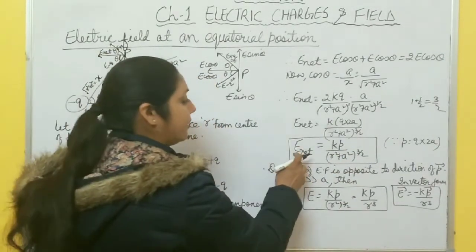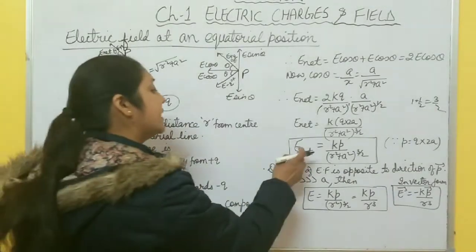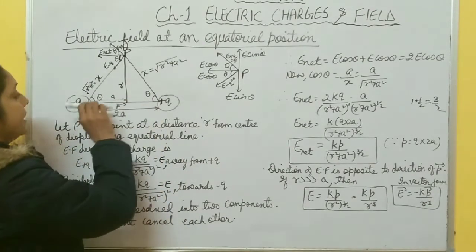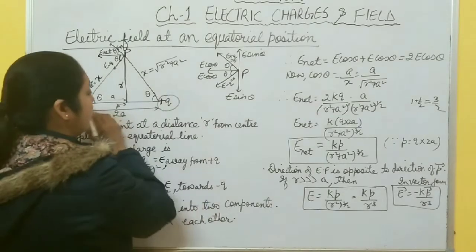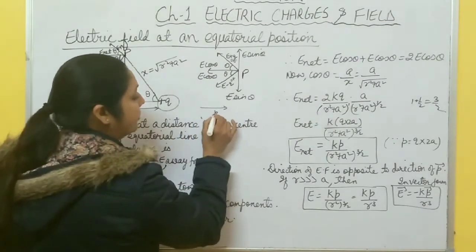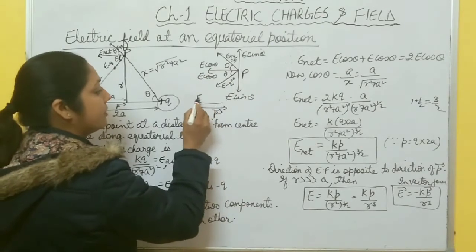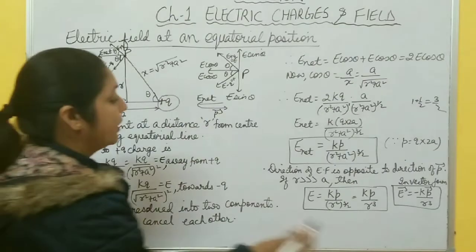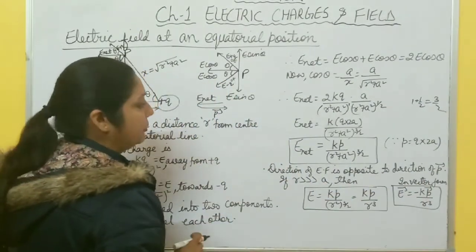This is the net electric field along the equatorial position. Now what is the direction of this electric field? Here dipole moment is in this direction from negative to positive, and net electric field is in this direction, right? Now, minus Q to plus Q is dipole moment direction, and net electric field is in this direction, E net. So direction is opposite to the dipole moment. You can write direction of electric field is opposite to direction of dipole moment.